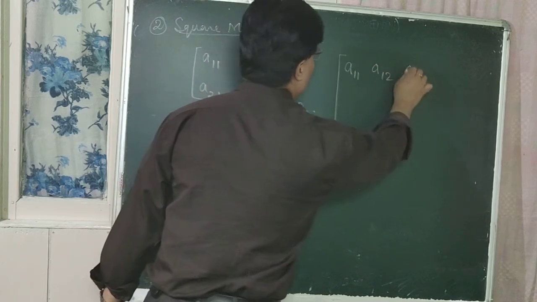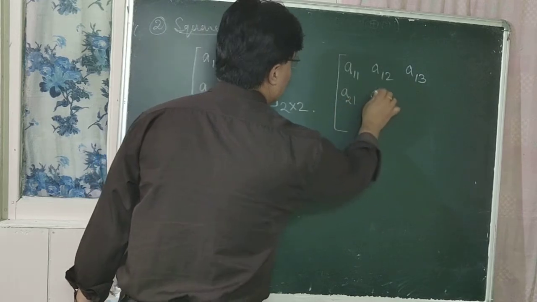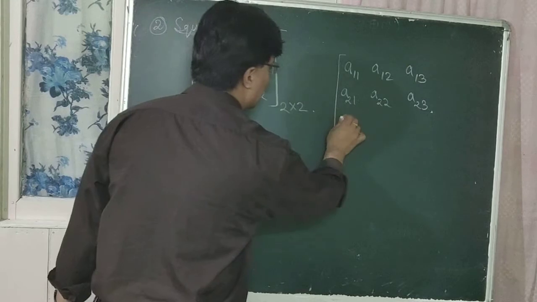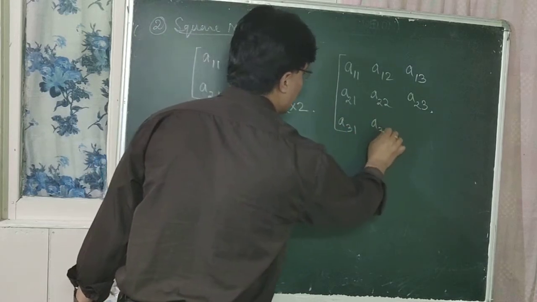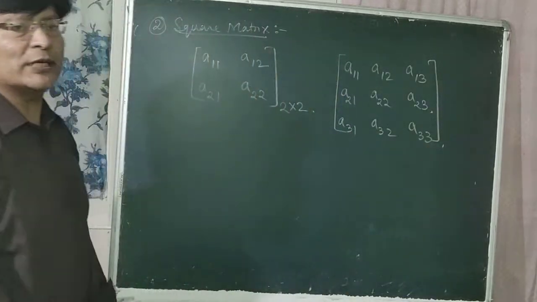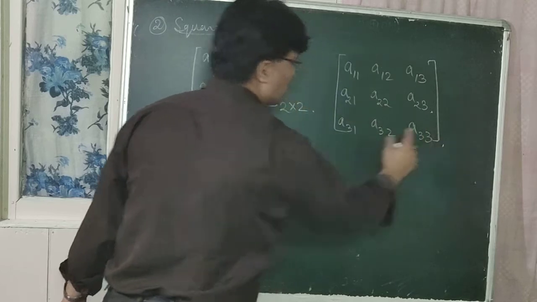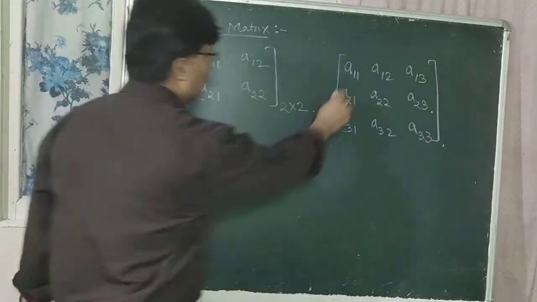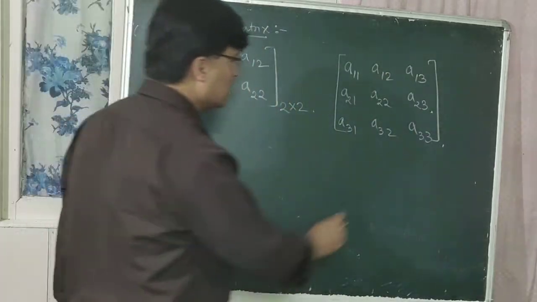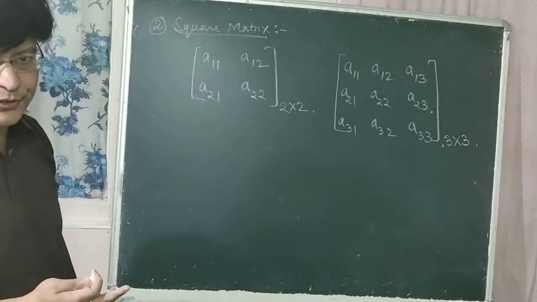A11, A12, A13, right? A21, A22, A23. Then A31, A32, A33. So how many rows and how many columns are there? This is your first row, second row, third row. There are 3 rows. First column, second column, third column. There are 3 columns. So this is a 3 cross 3 matrix.